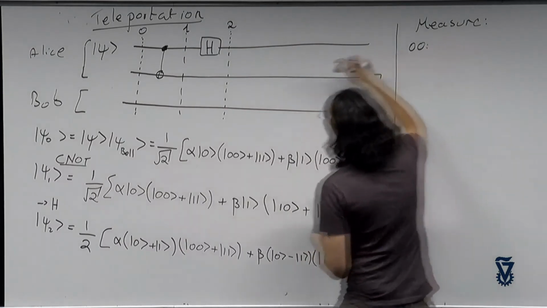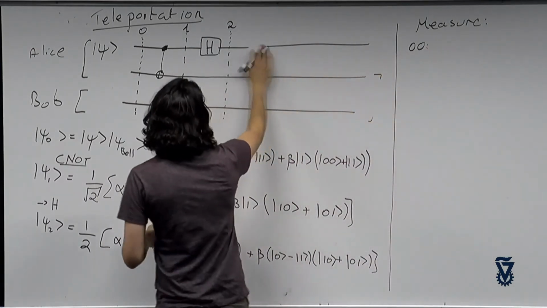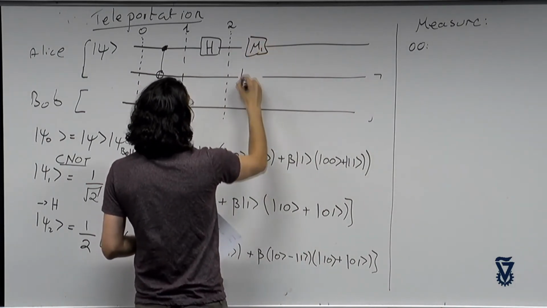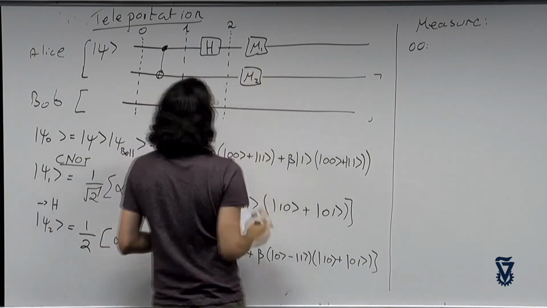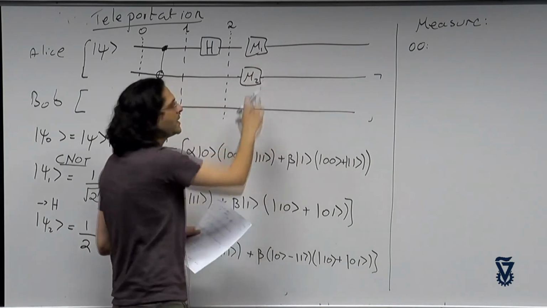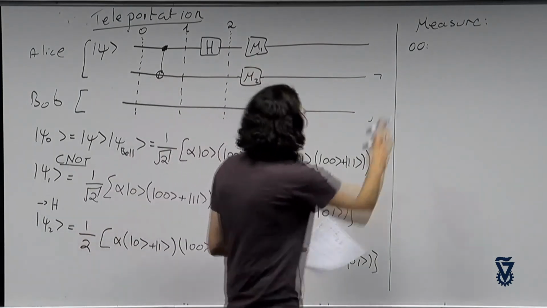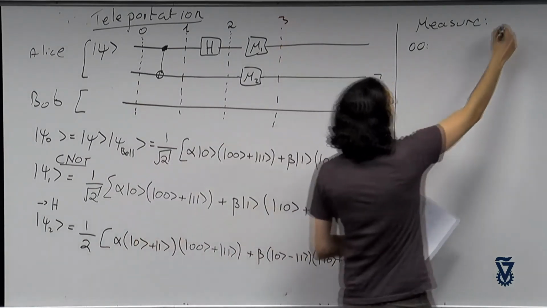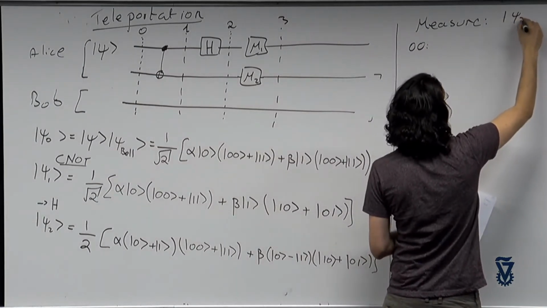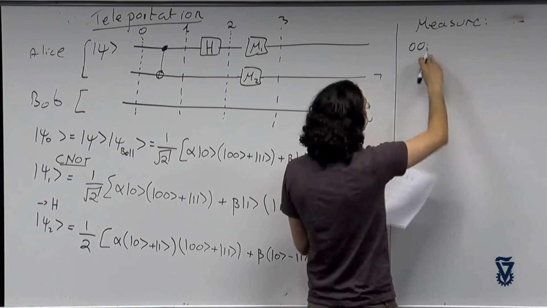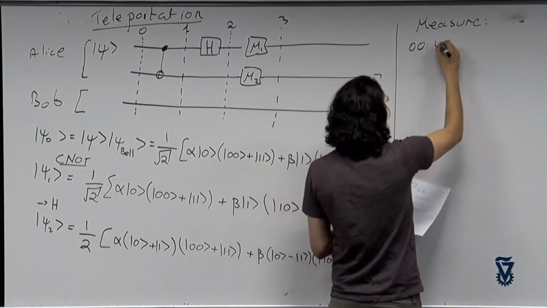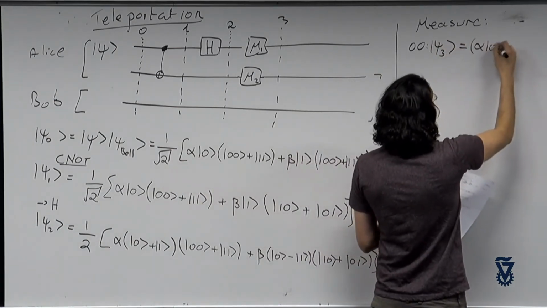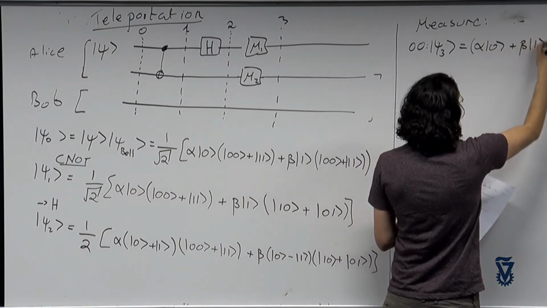Okay, so here, let's mark the measurement. What Alice is going to do, she's going to do M1, measure qubit 1, and then she's going to measure qubit 2. So this is result M1 and result M2. And this is psi 3. So I'm writing here the results from the measurement of psi 3. So if she measures 0, 0, then it means that psi 3 is just alpha 0 plus beta 1.